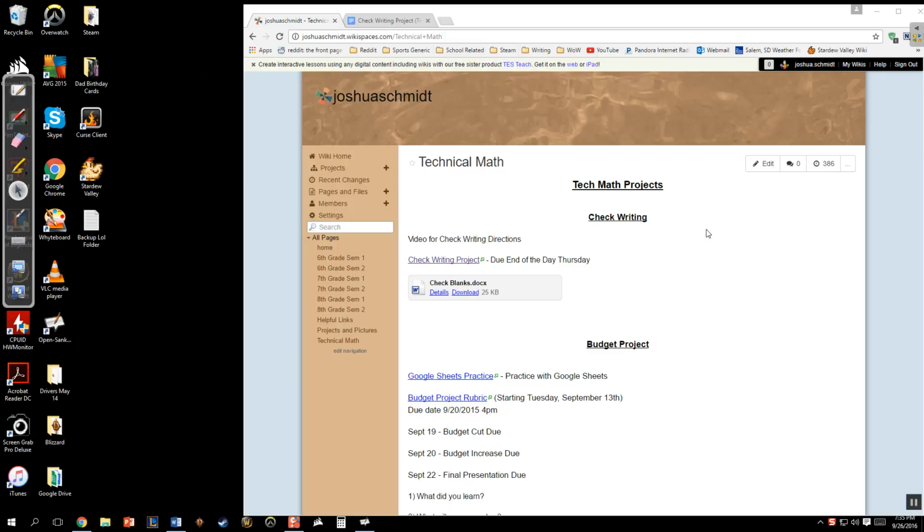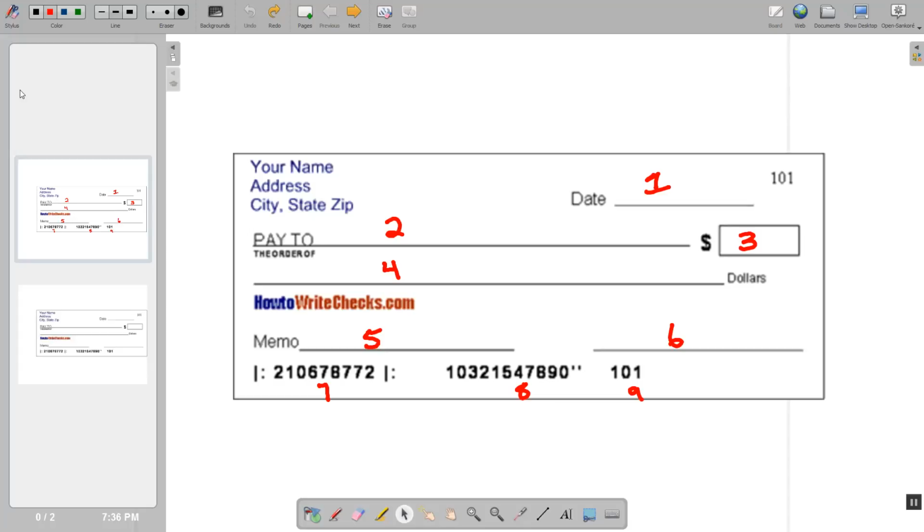The next project in Tech Math, we're going to be learning how to write checks and balance a checkbook. The goal of this video is to give you a quick outline on what a check is and how you have to write a check. I know many of you probably have written some checks before, but the goal of this video is to make sure that we're writing the checks correctly. So even if you've written checks before, this video still might end up being worthwhile to you.